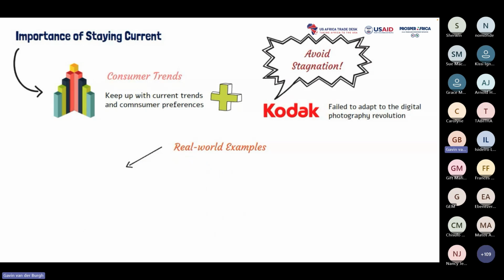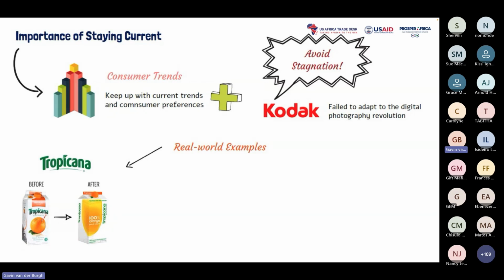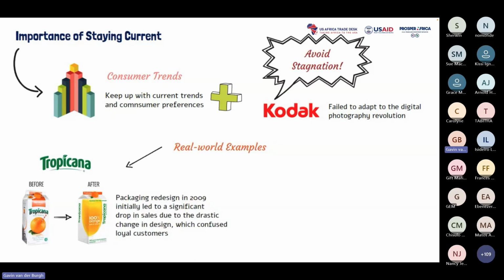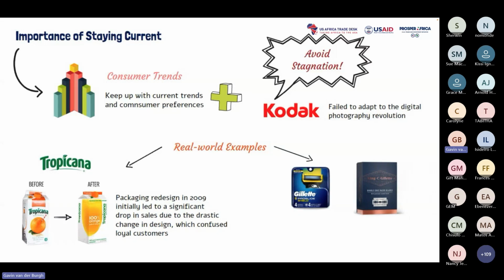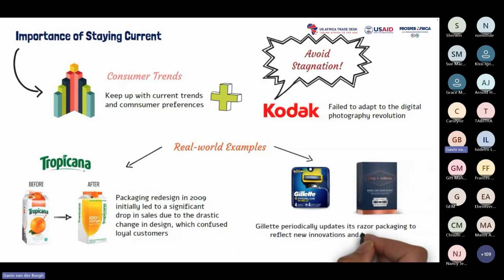Just think what happened to Kodak. They failed to adapt to the digital photography revolution, and they've lost their market share now. But also don't make the mistake of jumping ahead of yourself. Tropicana orange juice redesigned their packaging without doing a focus group in 2019, and they lost a significant amount of their market space. But also have a look at what Gillette does. Gillette sells razor blades, and they sell the same type of razor blade. All they do is change the packaging 4 or 5 times.